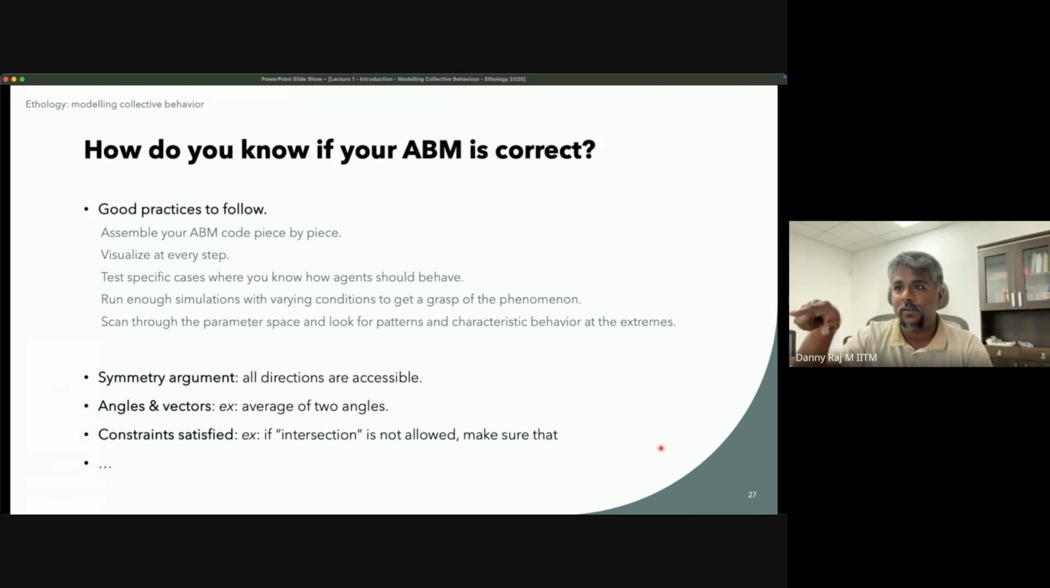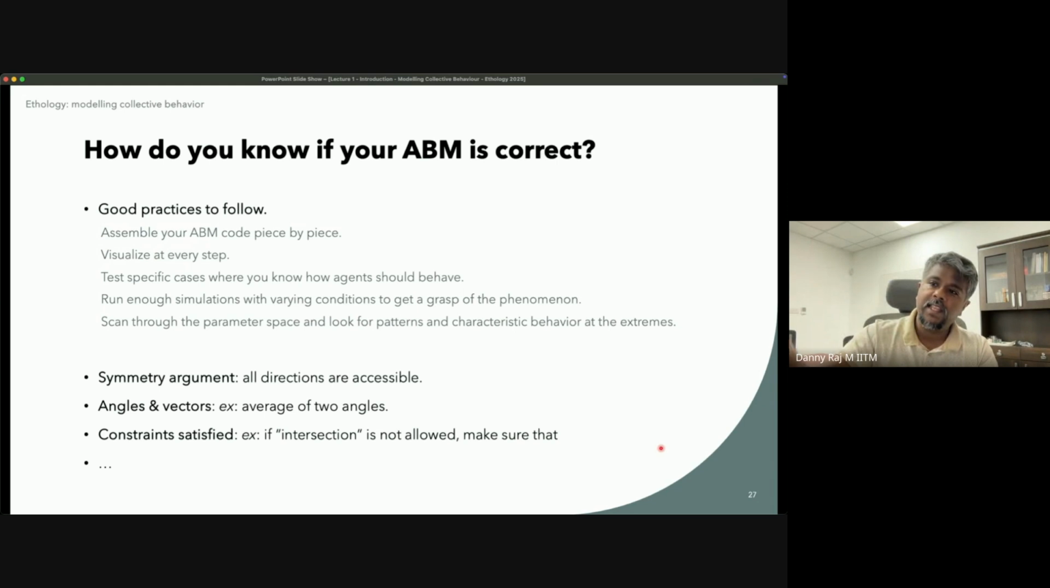I'll talk about one of those in the coming points. Then scan through the parameter space, vary all that as required, especially in the extremes. For example, if I put the zone of orientation to 0, which means it will not orient, and you start to see orientation, you have to question whether your code is right or something non-intuitive is happening. These kinds of things are good practices to follow in general.